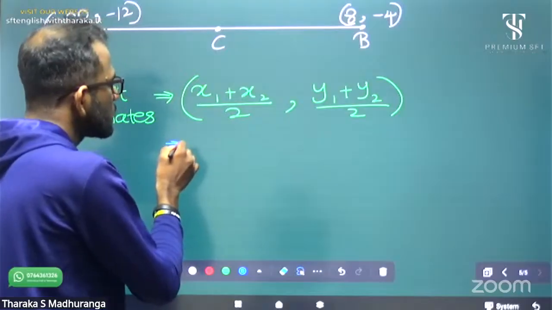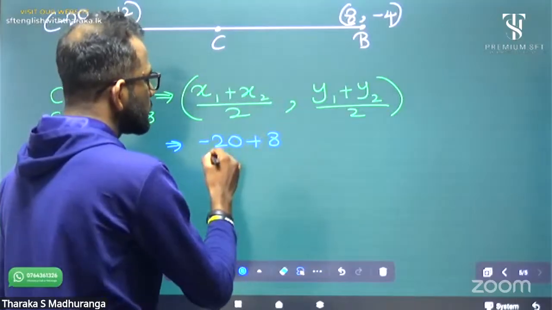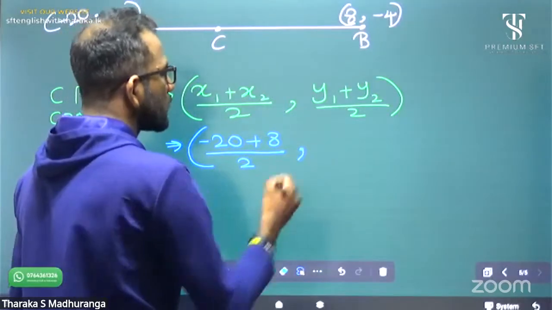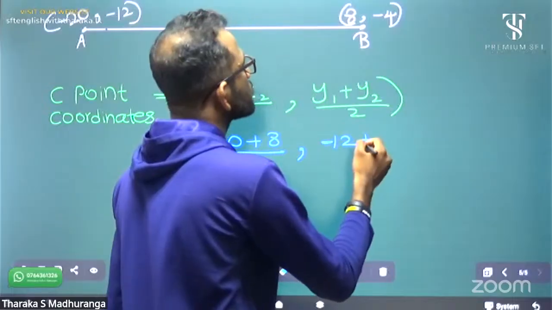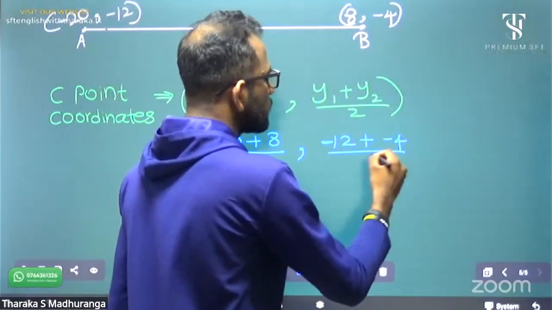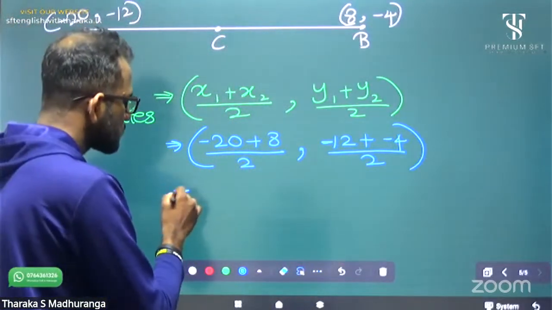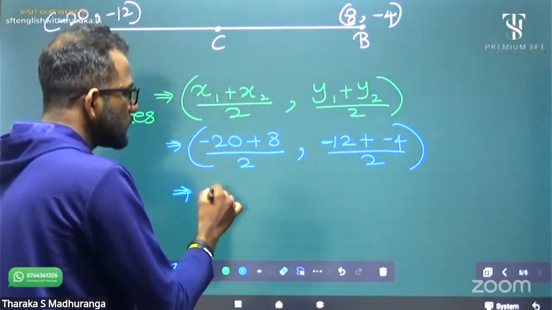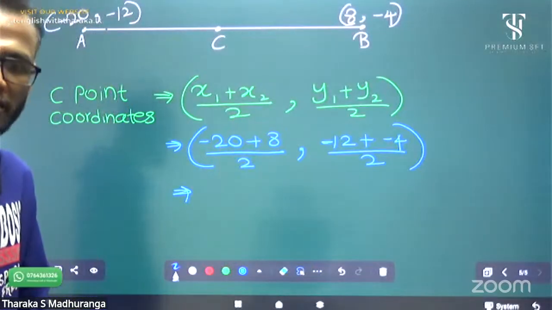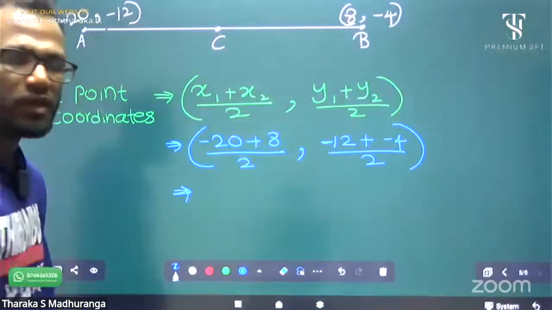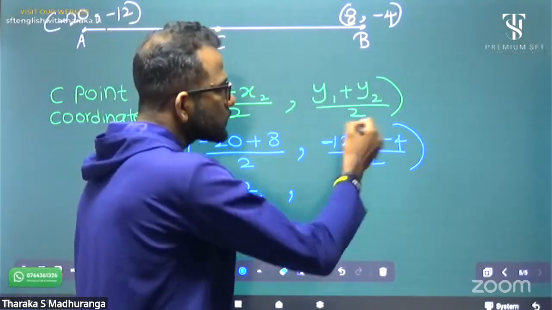Okay, how to substitute? x1 plus x2: minus 20 plus 8 divide by 2, comma, y1 plus y2: minus 12 plus minus 4 divide by 2. Minus 20 plus 8, what's the value? It is minus 12. Minus 12 divide by 2, comma, minus 12 plus minus 4.